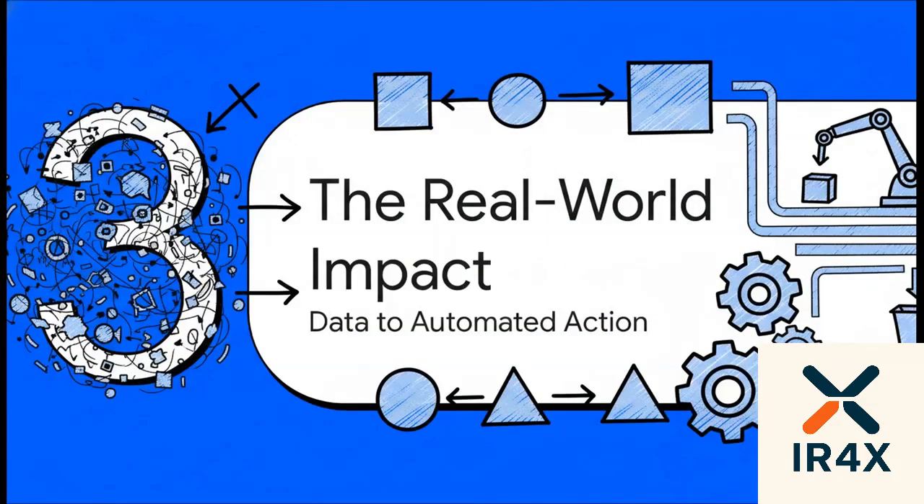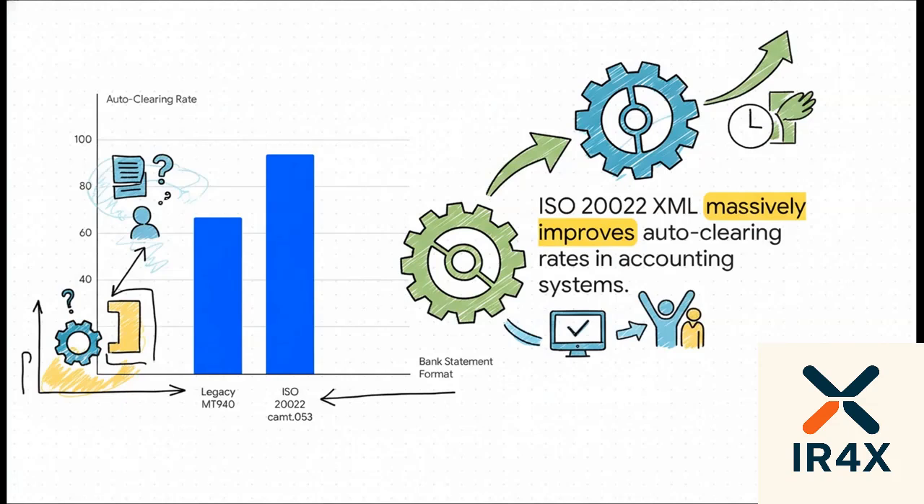Okay, so what does all this clarity actually get you in the real world? Well, it means we can finally move away from this ambiguous data that needs a human to look at it and move towards structured information that can actually drive automated action. I mean, just look at the raw numbers here. With the old MT940 bank statements, a typical company might see about two-thirds, so 67% of its incoming payments automatically clear in their accounting system. With the new ISO 20022 format, called camt.053, that jumps all the way to 94%. That is a massive leap in efficiency. It frees up entire teams from mind-numbing manual work.